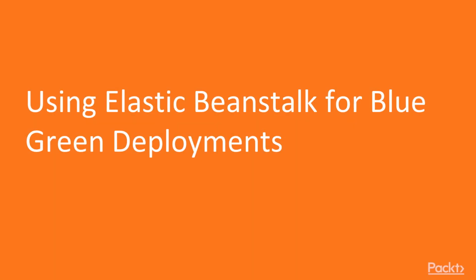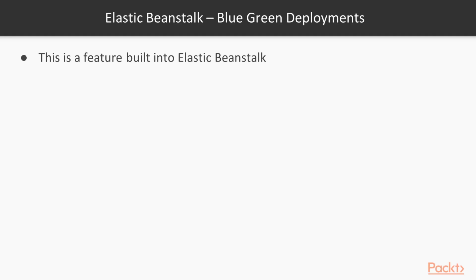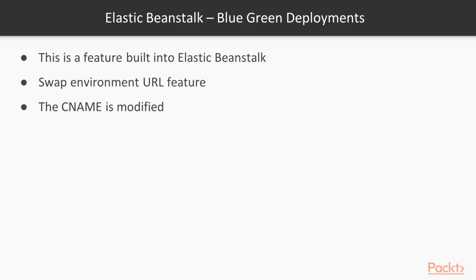Hi and welcome back. In this video, we are going to look at how to use the Elastic Beanstalk service for managing blue-green deployments. There is already a feature built into the Elastic Beanstalk service, and we're going to see this in our demo. It is known as the swap environment URL feature. Using this feature, you can switch the CNAME of the underlying environments that you define in Elastic Beanstalk.